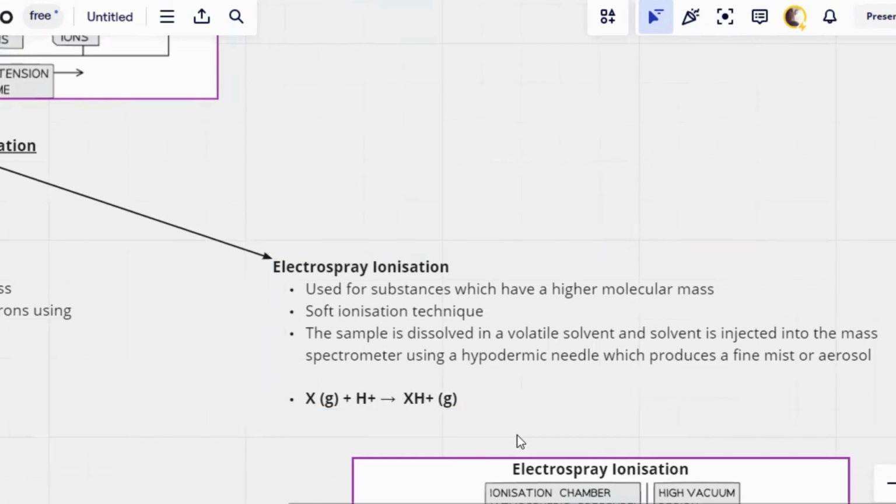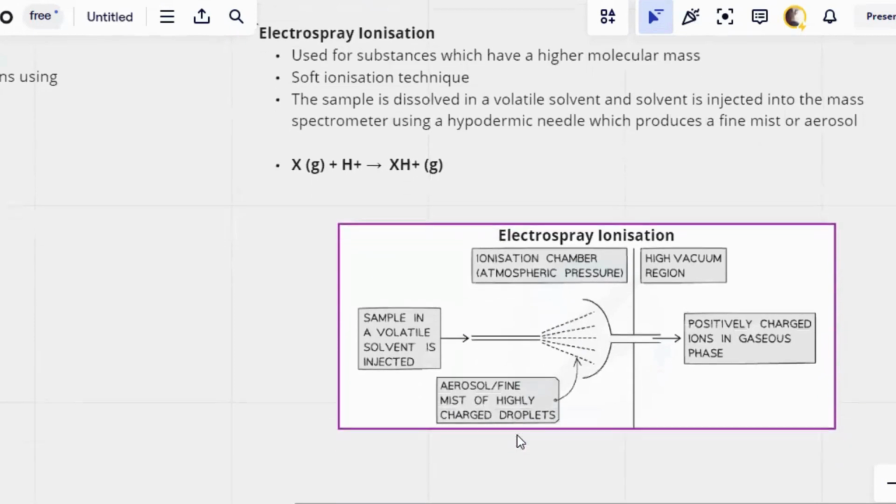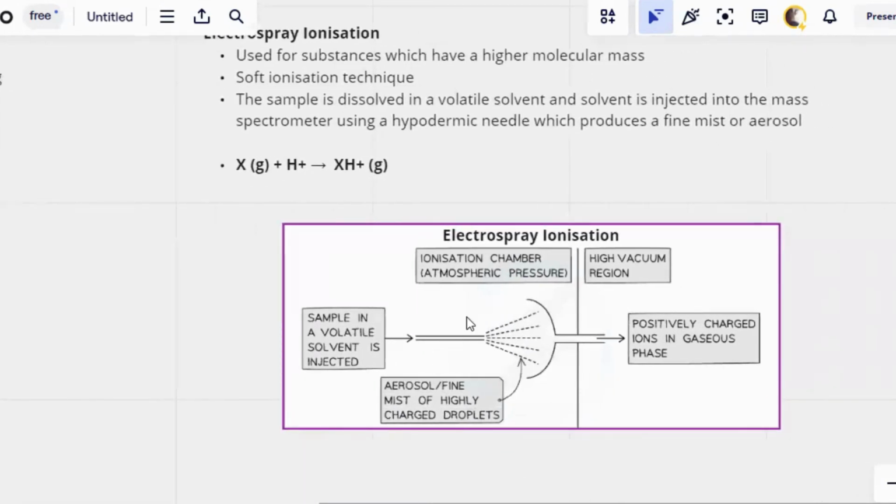Let's see it with the help of the diagram. You can see the diagram here. The sample in the volatile solvent is injected from here. It makes the aerosol or fine mist of highly charged droplets. This is the ionization chamber, and it forms positively charged ions in the gaseous phase. Afterwards, the positively charged ions are attracted towards the negatively charged plate, and this accelerates them through the mass spectrometer. So this was about electrospray ionization.